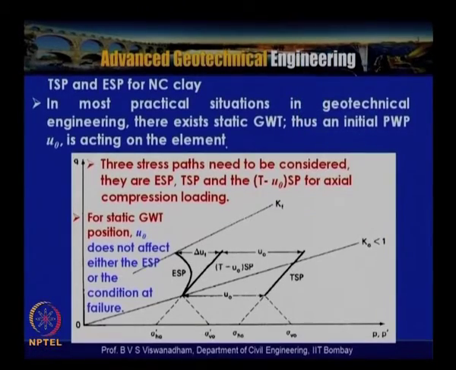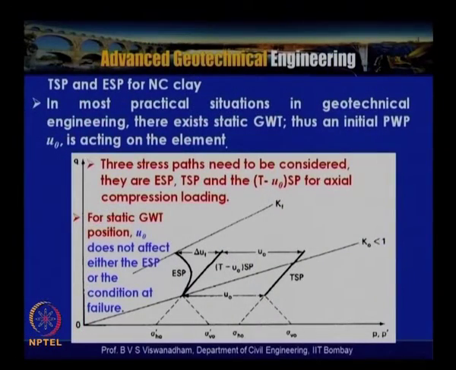Now let us say that in most practical situations in geotechnical engineering there always exists a static groundwater table. That means there will always be some initial pore water pressure, u naught, acting on the element. So in that case, when you have a K naught condition, K naught less than 1, and the total stress path traverses like this, this we have discussed.